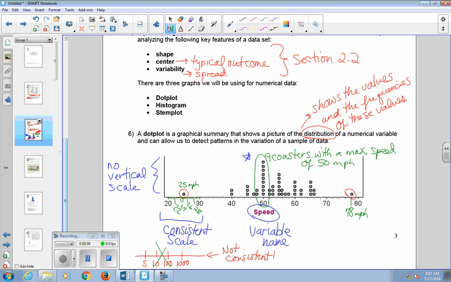And then the last thing under key features of a dot plot: each observational unit is represented by a dot. So the number of dots is equal to the number of observational units in your data set. If we wanted to figure out how many coasters were in this data set, we could count the number of dots.